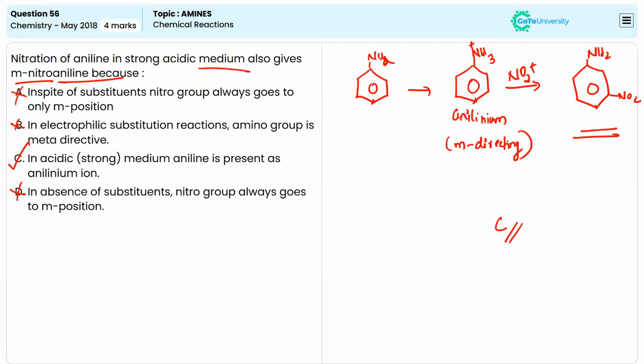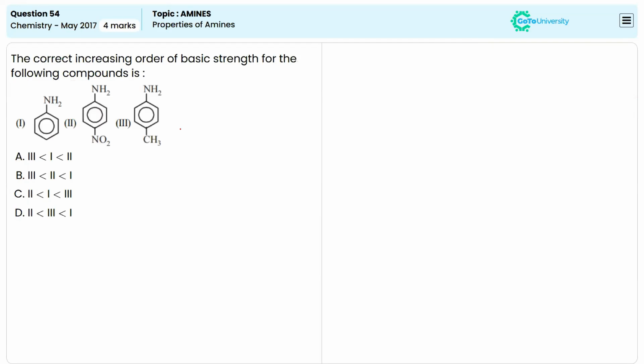Okay. So the next question. Here also we have three different amine compounds. We have to find out the correct increasing order of basic strength of the following compounds. So we have to know what a basic property is. Basic property means it is the ability to release electrons or accept H plus ions, right? Which is the correct order for increasing basic strength of the given three compounds?